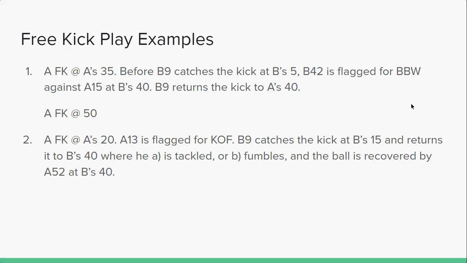The second example, we're free kicking from the 20. A13 is flagged for being offsides on the kicking team offsides. B9 catches the kick at B's 15 and returns it to B's 40, where either he is tackled or, in the second part, he fumbles and the ball is recovered by A52. In A, that is a foul by A, which can be enforced from the spot where the dead ball belongs to Team B. B has the ball, we can tack it on and give B the ball at B's 45. Note it would also be possible here for B to have that penalty enforced at the previous spot with the down repeated, though it seems unlikely in this case.